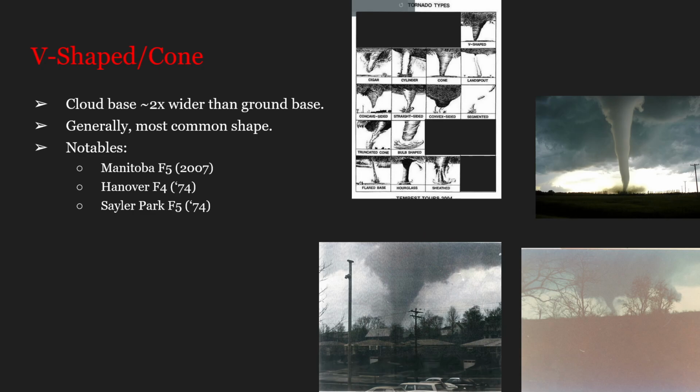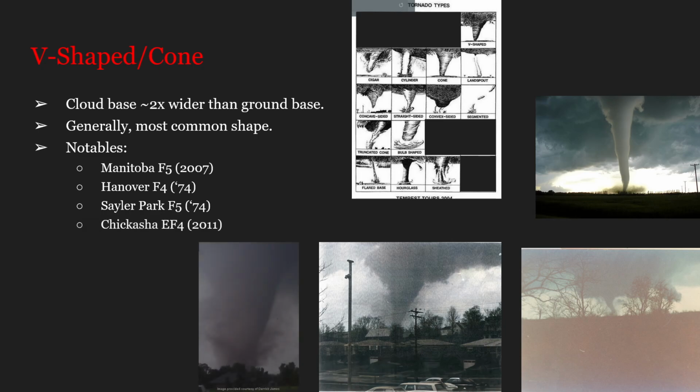Now, the size of a tornado does not mean that it is super strong. So you can have an F5 cone and an F5 drill bit, obviously, but you can also have, say, an EF2 wedge. Those wedges are still notable enough because they at least managed to achieve that size. But that aside, we also have the Chickasha, Oklahoma EF4 from the 2011 May tornado outbreak. Sayler Park is Ohio, by the way.